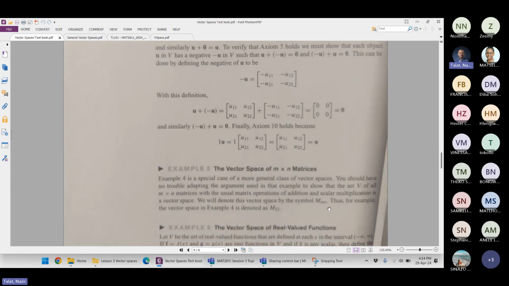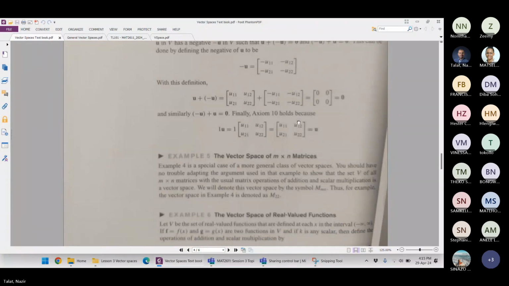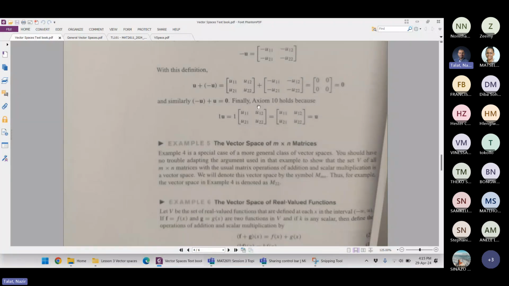And in general, if we fix some number m and fix some number n, then the set of all m cross n matrices is a vector space. It fulfills all these 10 axioms in a similar way as the example of 2 cross 2 matrices is satisfied above.